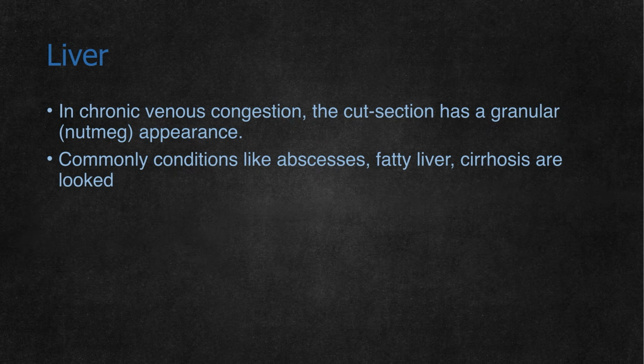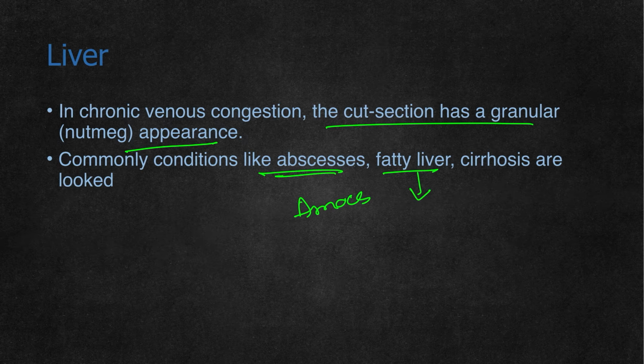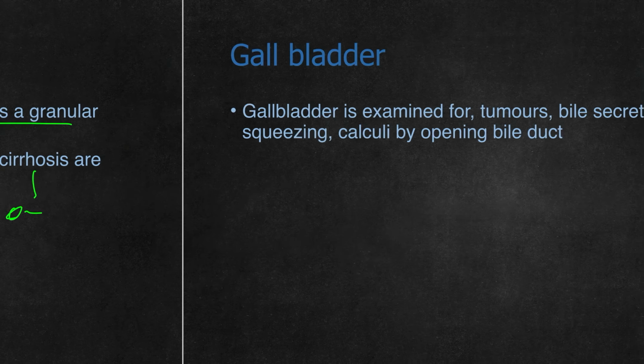In chronic venous congestion, the cut section has a granular appearance, and common conditions like abscess, such as amoebic abscess, may be present and have to be looked for. Fatty liver may be present if the person is a chronic alcoholic. Cirrhosis, also seen in alcoholics, may be present. So usually look for pathological conditions, or sometimes the liver may be enlarged, which has to be examined. Venous congestion, if present, has to be looked for.